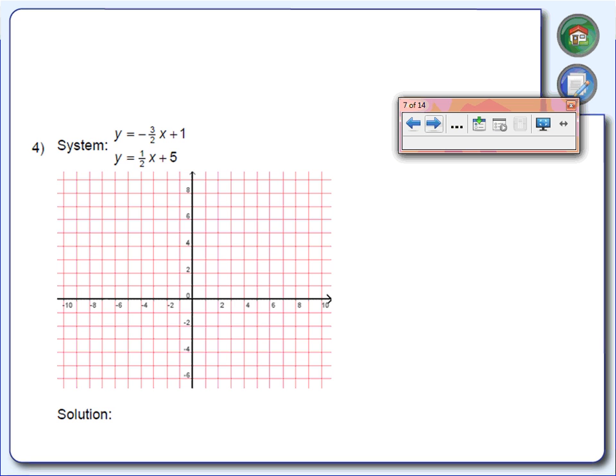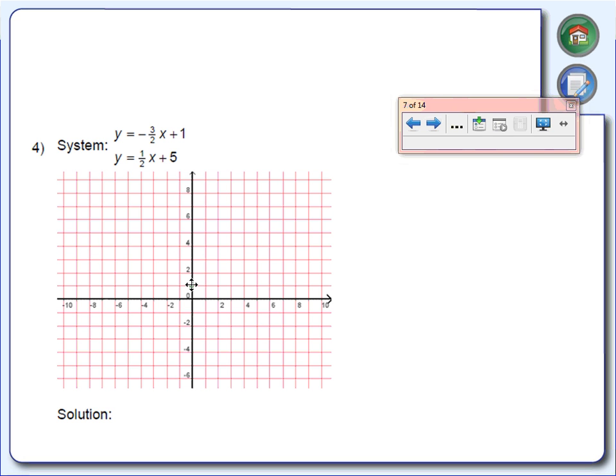All right, let's try the next one, number 4 here. Again, I need somebody to come up here and graph the first equation. Caleb, why don't you come up there and do that next one for me? -3/2x plus 1. What's that graph going to look like? Y-intercept is very good, +1.